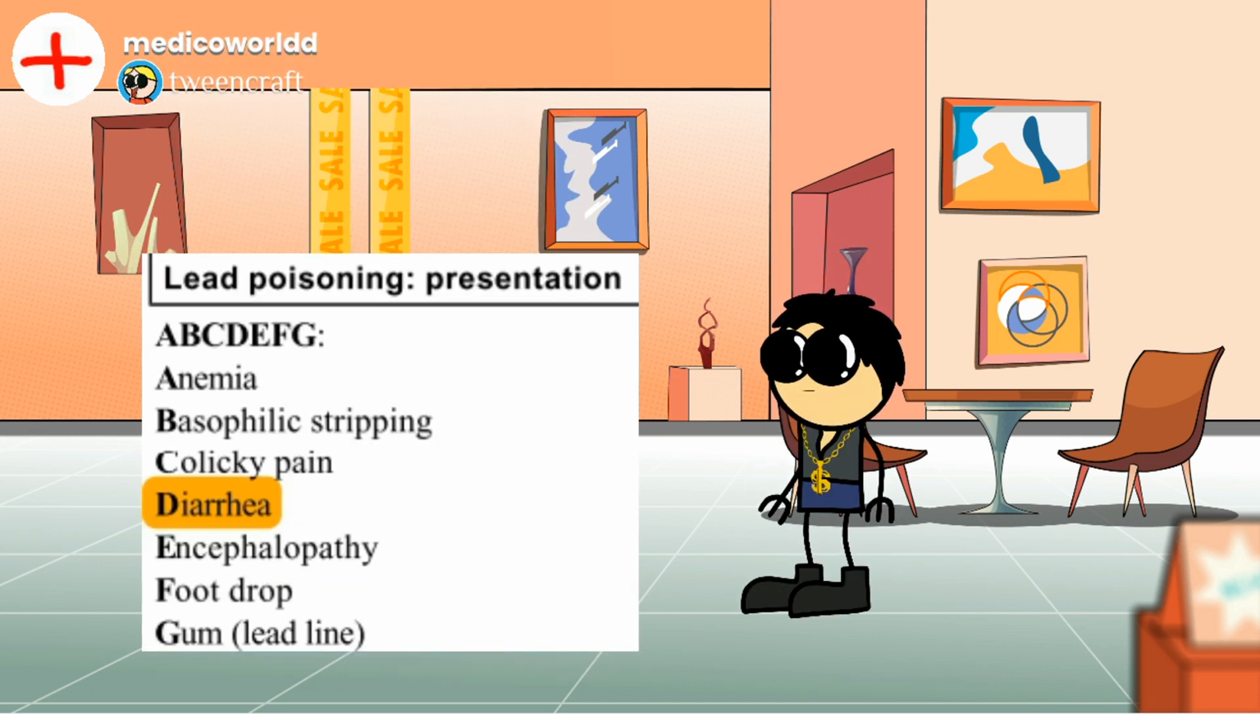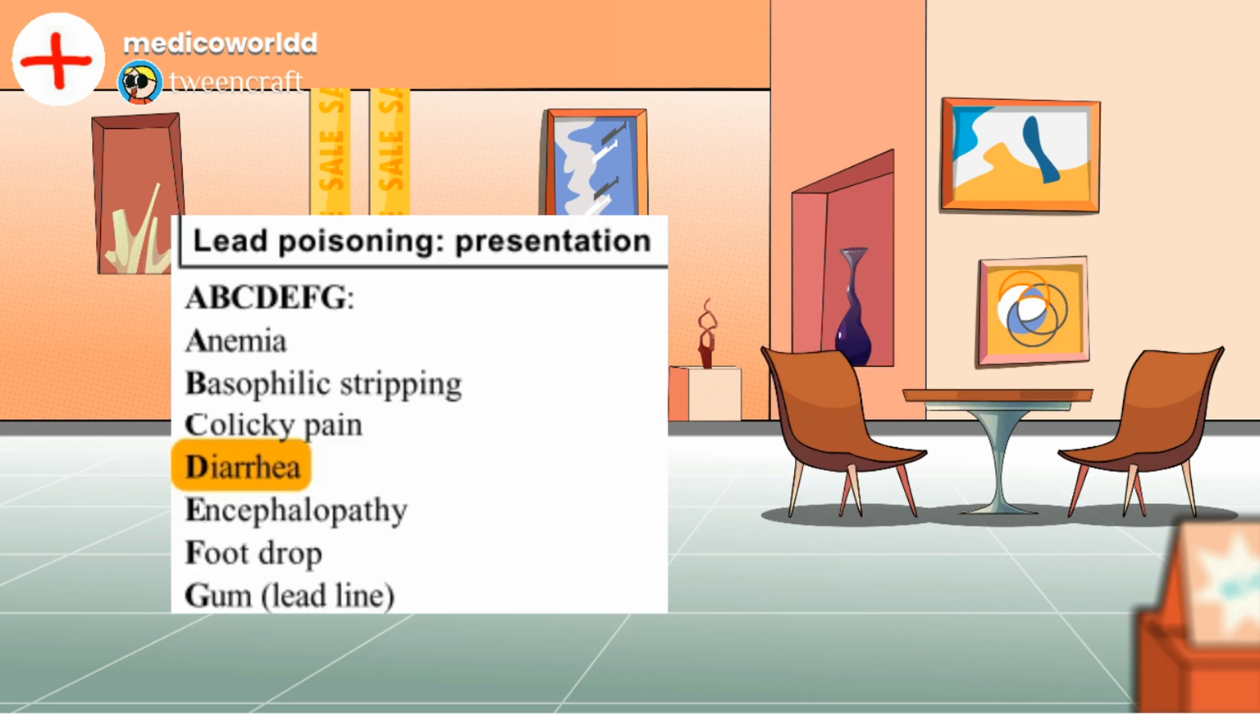Now, diarrhea is associated with lead poisoning, presented as A, B, C, D, E, F, G. You can remember as a mnemonic. A for anemia, B for basophilic stippling, C for colicky pain, D for diarrhea, E for encephalopathy, F for foot drop, and G for gum related with the lead lines.